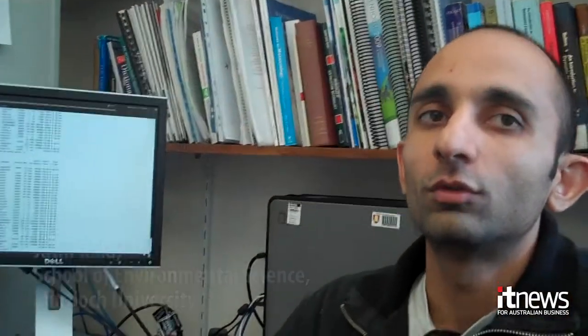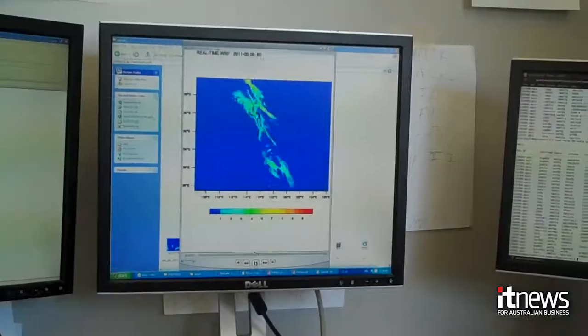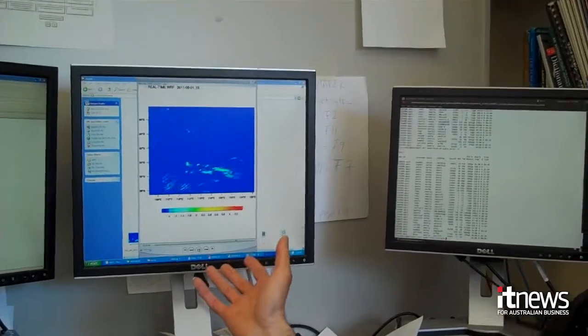I'm working on a project to do regional climate simulations for the southwest of Western Australia. We run WRF to do real-time forecasting when we want to, but mainly we're using it to reproduce the climate of the past, to try to do regional climate runs. The reason we do that is for agricultural purposes, for impact studies, just to understand what happened and why it happened.